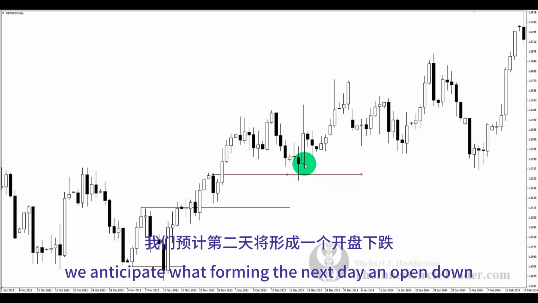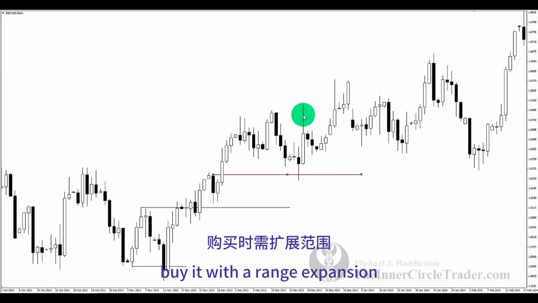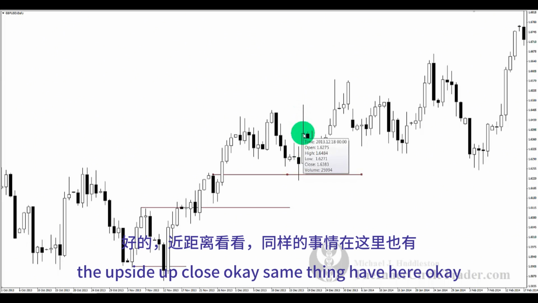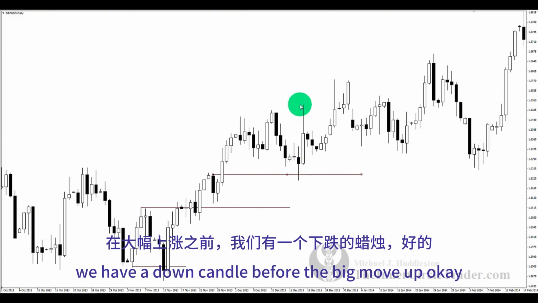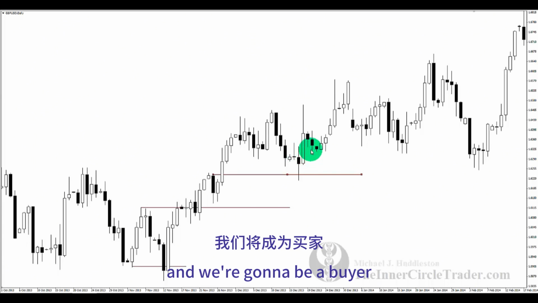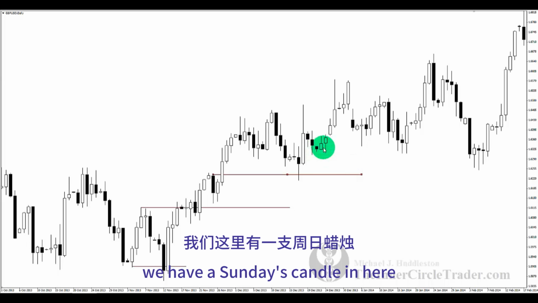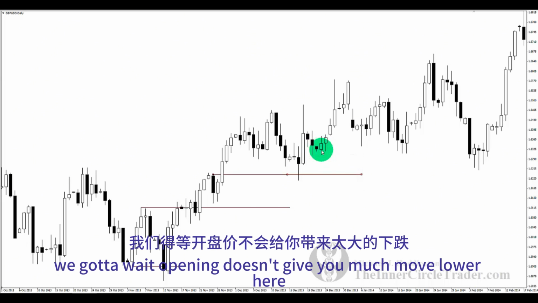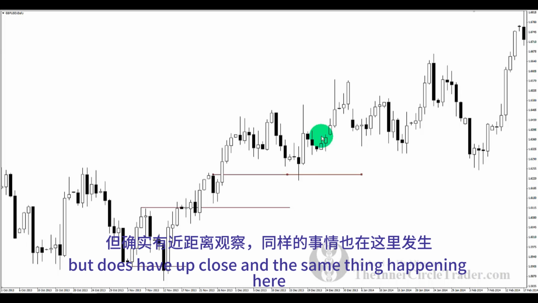An open, down, buy it with a range expansion to the upside, up close. Same thing here. We have a down candle before the big move up. Price comes down. We wait till it trades into the order block again. The very next day, we're looking to do what? We want to be a buyer. Well, we have a Sunday's candle in here. We've got to wait. Opening doesn't give you much of a move lower here, but does have an up close.